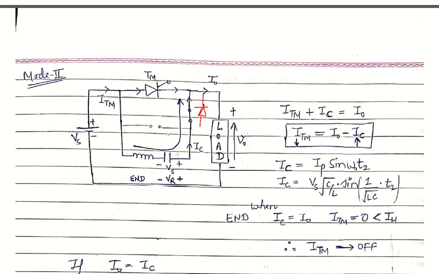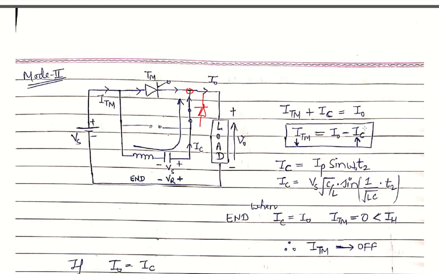And now in this case, what is the path for this IC to flow? Because the plus supply is here, this IC can start from here and it will be flowing like this. But ITM is coming from this source side. So at this point, if you apply the KCL, then ITM plus IC equals I naught, which is in the load side. If you put IC in the right hand side, then ITM equals I naught minus IC.